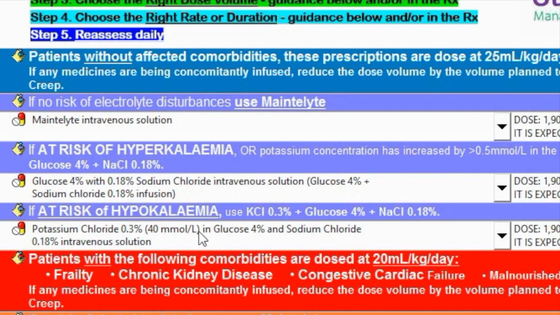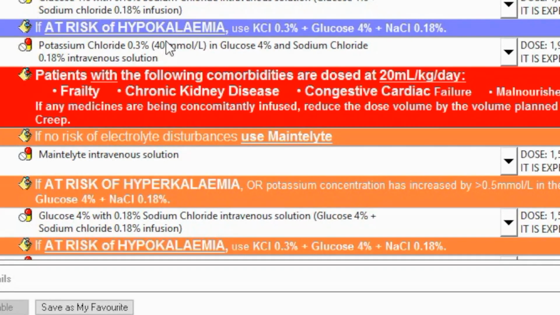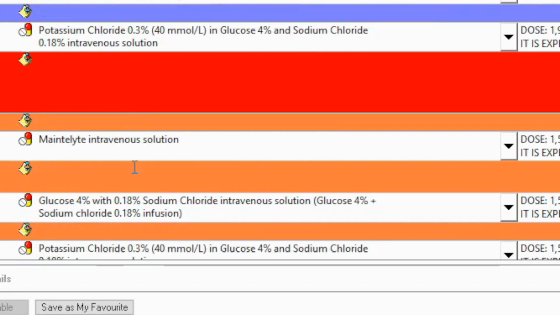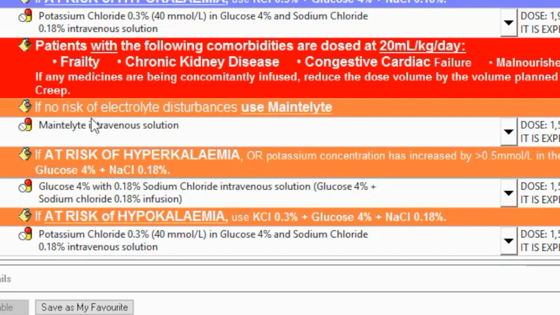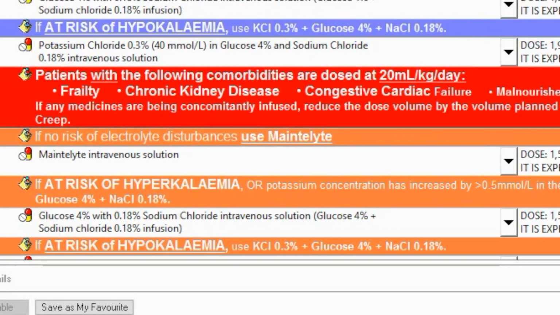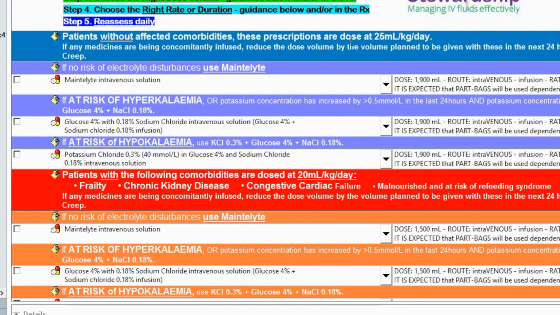If they're hypokalemic, you should use the hypokalemia guidelines, but if they're at risk of it, they're heading down, then we'd want to put extra potassium in. This one's got 40 millimoles per litre in. If they have CKD, they're frail, they have CCF, or they're malnourished or at risk of a refeeding syndrome, then we'd use the bottom portion, which doses at 20 mils per kilogram per day of water, as opposed to 25 mils per kilogram per day. So let's go with Maintenolite, and we'll go with the bottom option here.